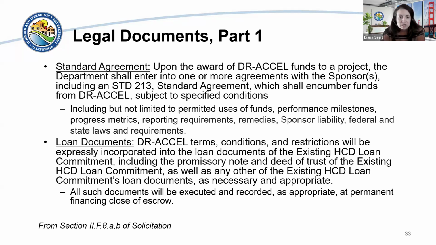Additionally, the program will have loan documents. The DRSL terms, conditions, and restrictions will be expressly incorporated into the loan documents of the existing HCD loan commitment, including the promissory note and the deed of trust of the existing HCD loan, as well as any other existing HCD loan documents as necessary and appropriate. All such documents will be executed and recorded at permanent financing close of escrow.